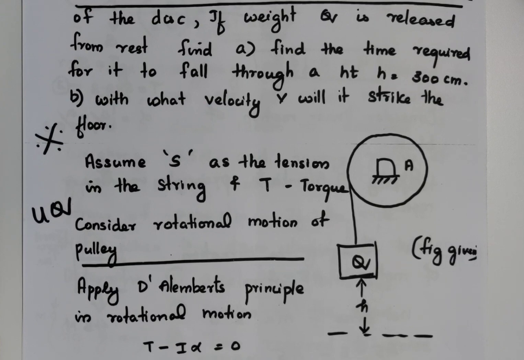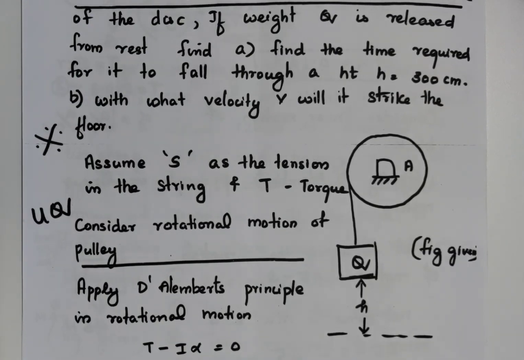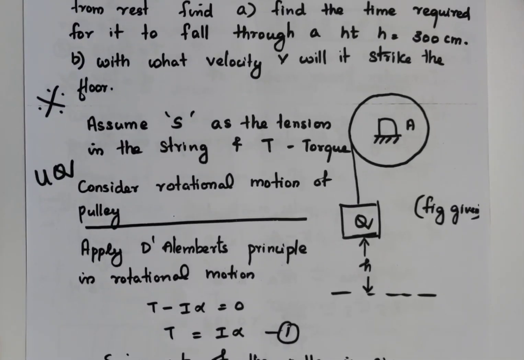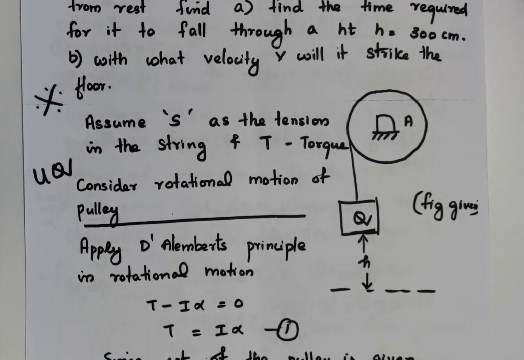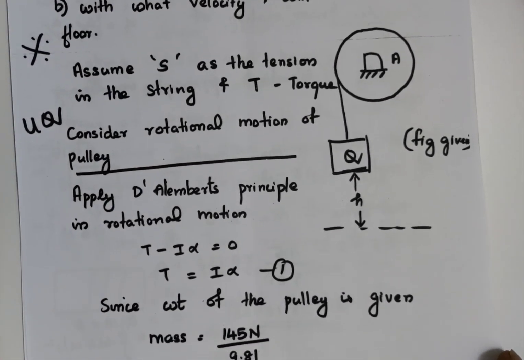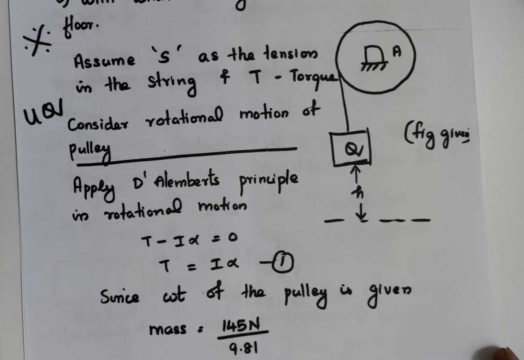So weight Q is suspended from a circular disc, and you have to calculate the time required to fall through a height h equal to 300 cm. This height is given as 300 cm and the floor level is also given. First step is you have to start with the rotational motion of the disc. We have to assume S as the tension along the string and T as the torque. First step is you have to write the equation for D'Alembert's principle, that is T minus I alpha is equal to 0. So here T is equal to I into alpha.